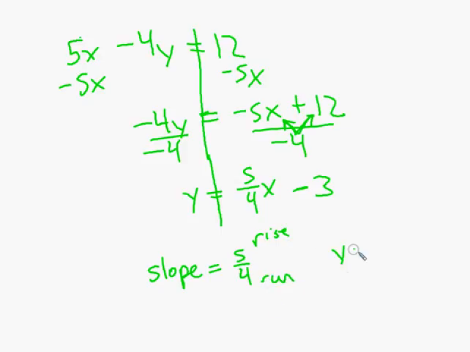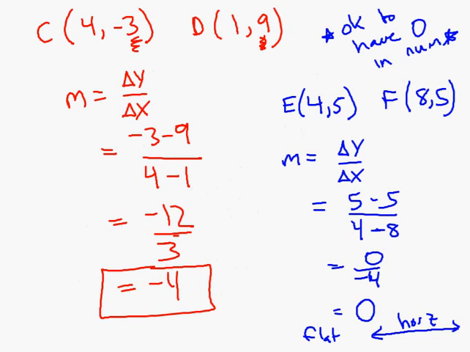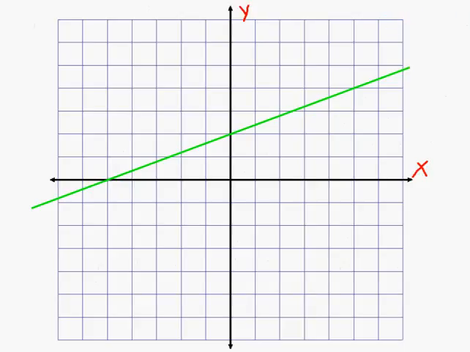And my y-intercept is the point. What's the x-coordinate? 0, negative 3. So I'm going to start on the y-axis at negative 3. And I'm going to go up 5, right 4. So this was my line in slope-intercept form. So now I'm going to erase all this. Get rid of that. And we are graphing y equals, what was it?